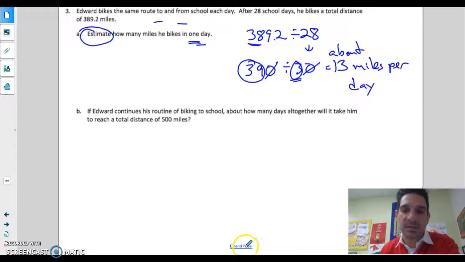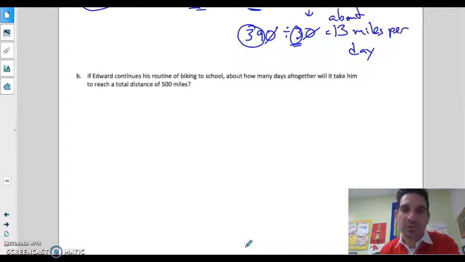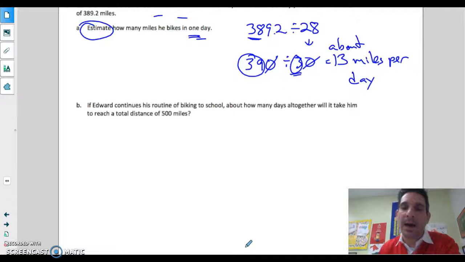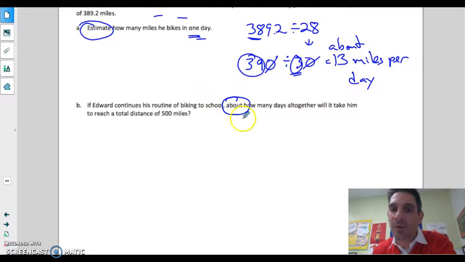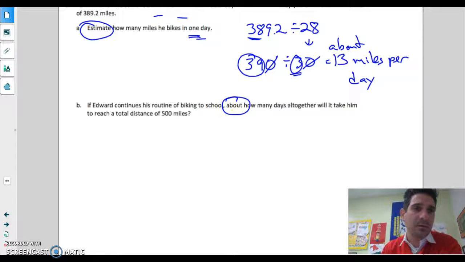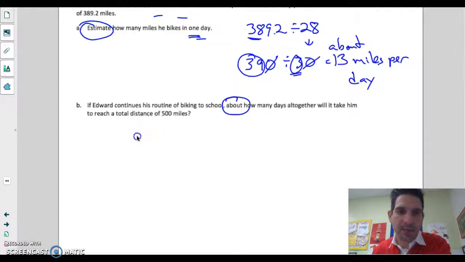If Edward continues his routine of biking to and from school, guys, exam, that was the question, and some of you missed it. It's a reading question, guys. About how many days altogether would it take him to reach a total distance of 500 miles? Okay, so hold on one sec. My goal is to get 500 miles. And if I can do 13 miles a day, so it's going to be 500 divided by 13. Now we're estimating because it says about.